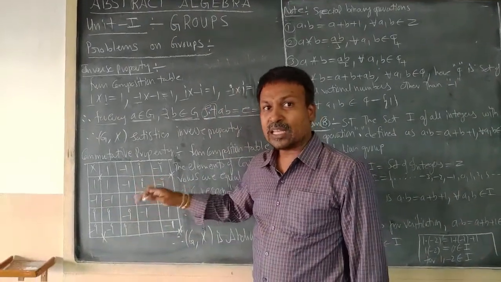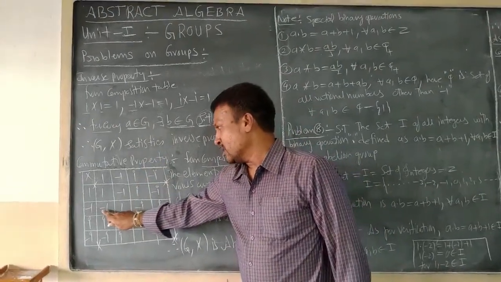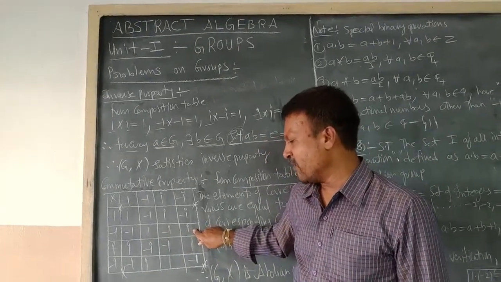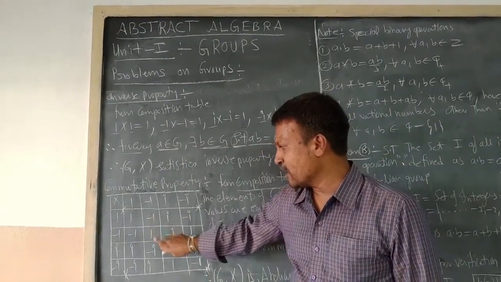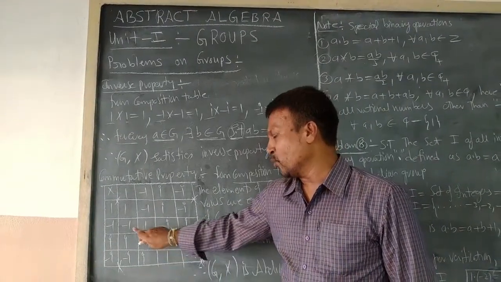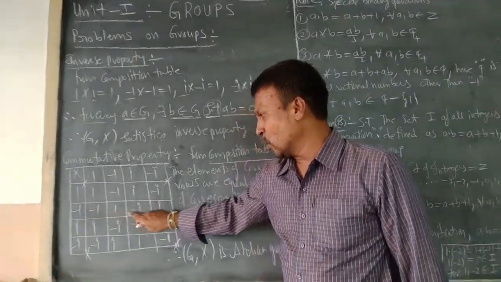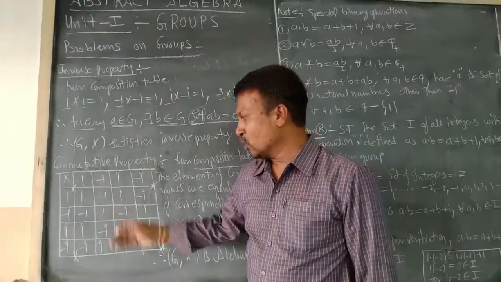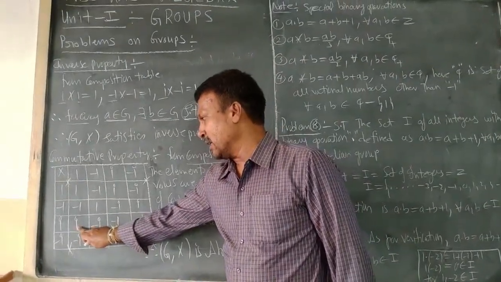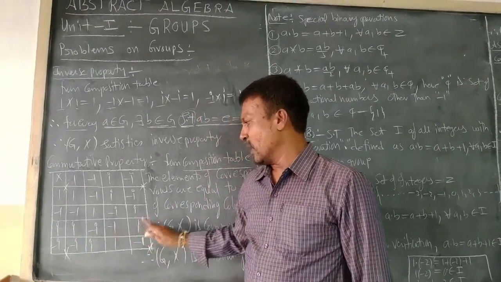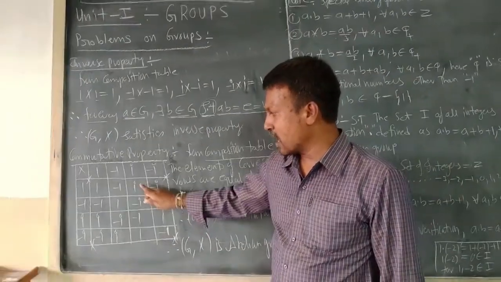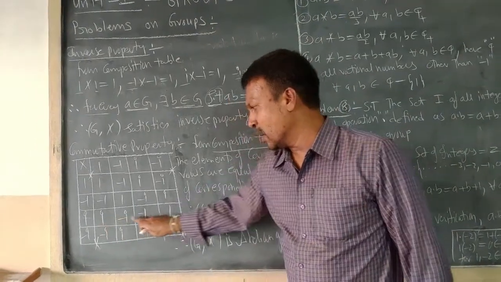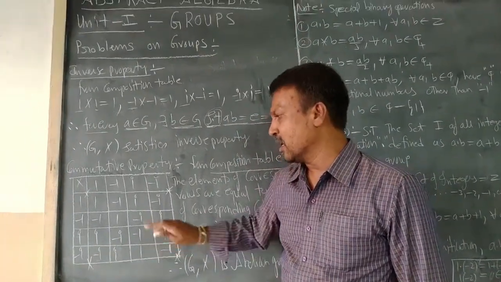Now I go to the second row. The second row elements are minus 1, 1, minus I. In the same way, the second column elements are minus 1, 1, minus I. Therefore, the second row equals the second column. Now I go to the third row elements. The third row elements are I, minus 1, 1. In the same way, the third column elements are I, minus 1, 1. Therefore, the third row equals the third column.